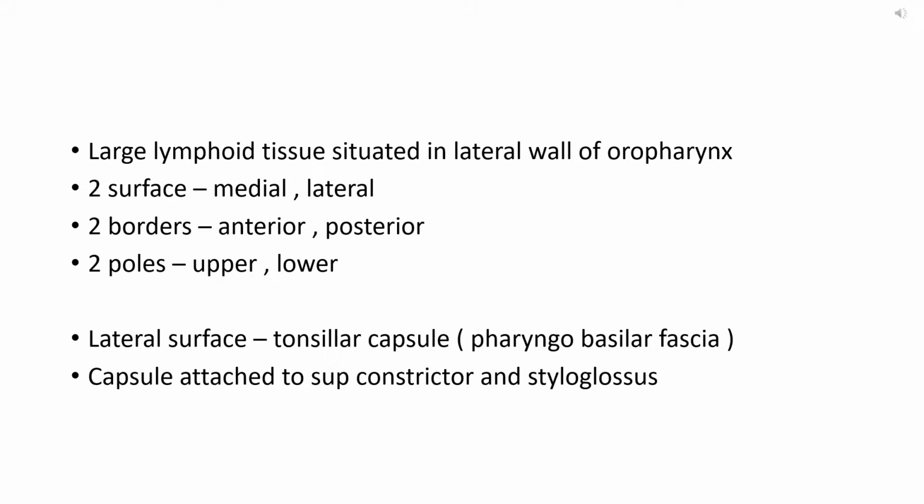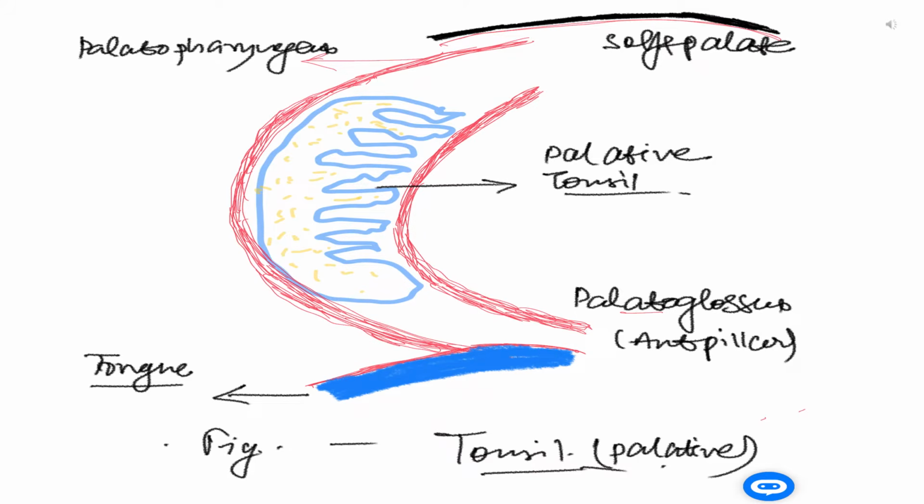On the lateralmost surface, there is a tonsillar capsule. It is made up of pharyngobasilar fascia. This capsule is attached to the muscle, that is superior constrictor and styloglossus muscle. So here is a handmade rough diagram of anatomy of palatine tonsil. Ideally, it should be a 3D picture, but here we can only understand in a 2D plane.